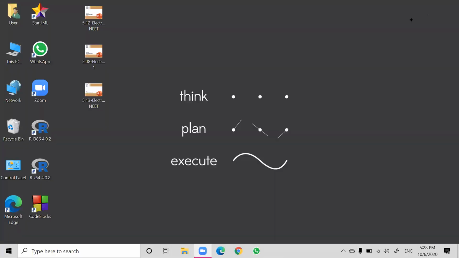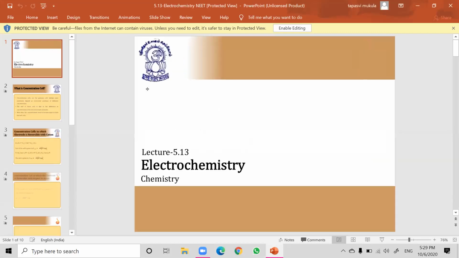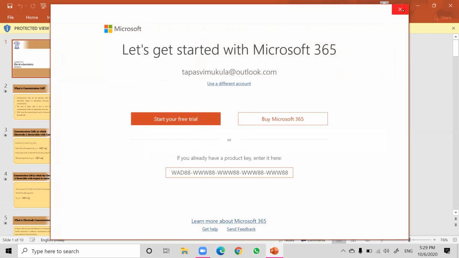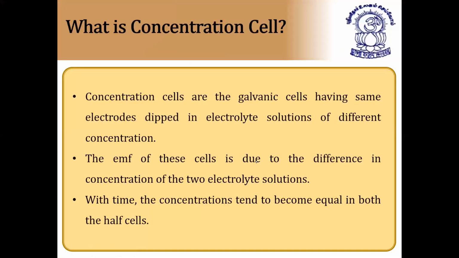So next topic in this chapter: what is a concentration cell? Concentration cells are the galvanic cells having the same electrodes dipped in electrolyte solutions of different concentrations. The EMF of these cells is due to the difference in the concentration of the two electrolyte solutions. With time, concentration tends to become equal in both half cells. So these are nothing but concentration cells.